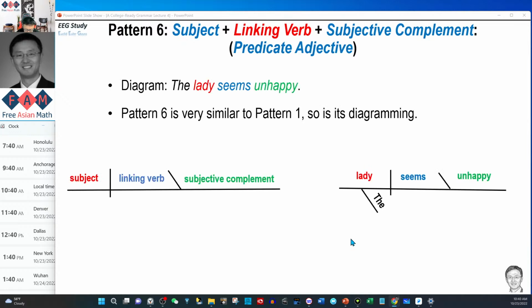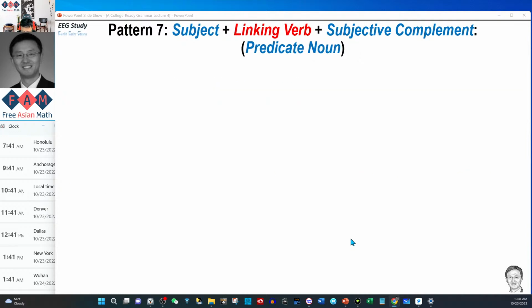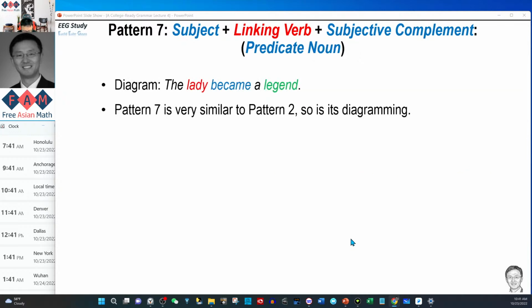Earlier, number 6, the lady is unhappy. Unhappy here is the inherent status, the mental status of the lady. In that sense, it's directly connected. That's the same thing for number 7.